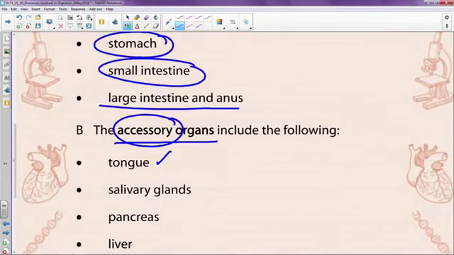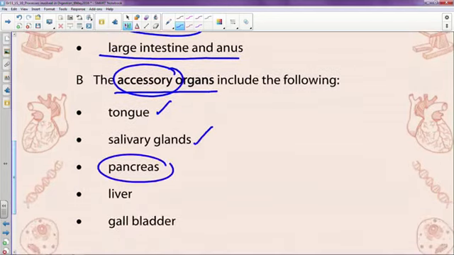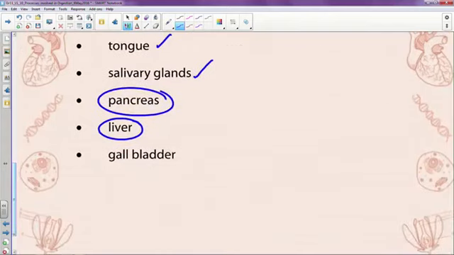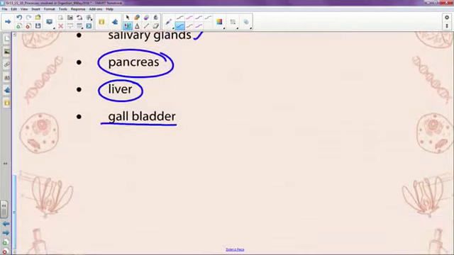Here we're looking at the tongue, salivary glands that produce saliva, the pancreas that produces the hormones and the pancreatic juices, the liver that produces the bile, and how it plays its important role in the deamination and the removal of waste products. And then eventually the gallbladder, which stores the bile for a little while.